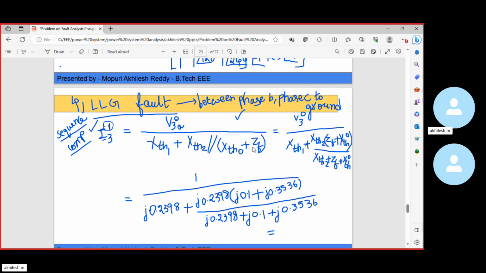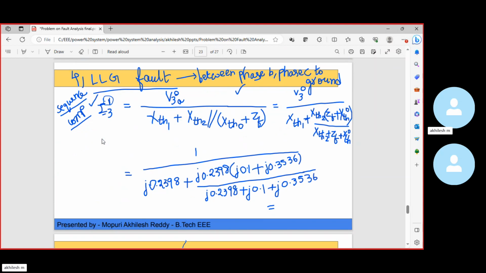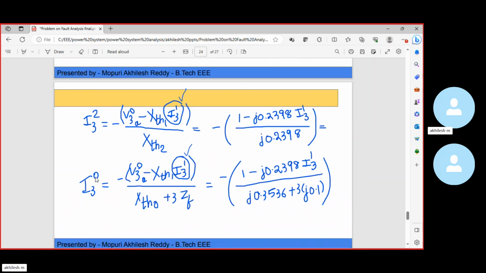You can remember this. Since these two are in parallel, it will be R1 R2 by R1 plus R2. So this is the complex formula. Why do we need to first find this positive sequence alone? Because the negative and zero sequence formulas have the positive sequence included in them. If you want to find the negative sequence, you should know the positive sequence first. Similarly, if you want to find zero sequence, you should know this positive sequence current first.